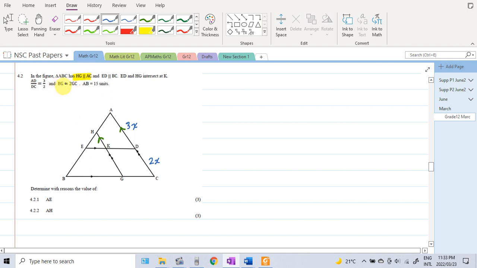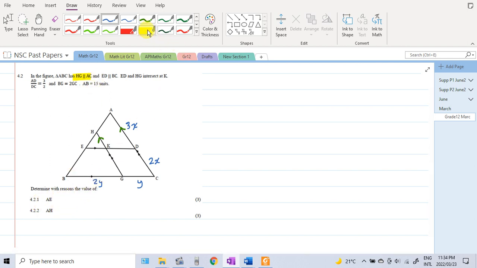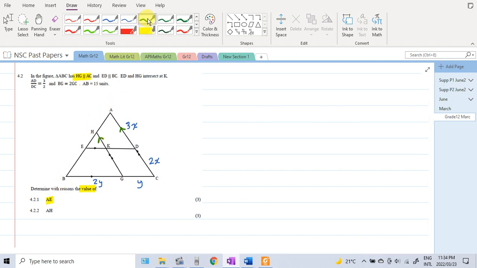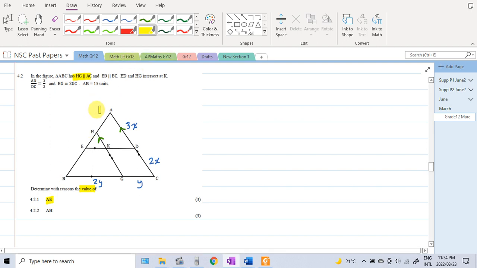And now the next one, what we have is BG is equal to 2GC. In other words, BG over GC is 2:1, so GC should be y, and BG should be 2 times y, which is 2y. Now we want to find the length of AE. If we want the actual length, we should have some distance here. What we have here is AB is equal to 15. So let's say this is 15 units.